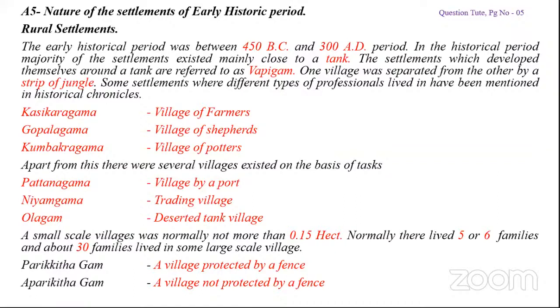scale villages. So what is a Parikitagama then? A village protected by a fence. What is an Aparikitagama? A village not protected by a fence. All these things you have to include in your answer when you are writing about rural settlements. I told you this was a question that had been given frequently in past papers. Out of all the questions given here up to now, this was the most frequent question, and it has come several times in the exam.